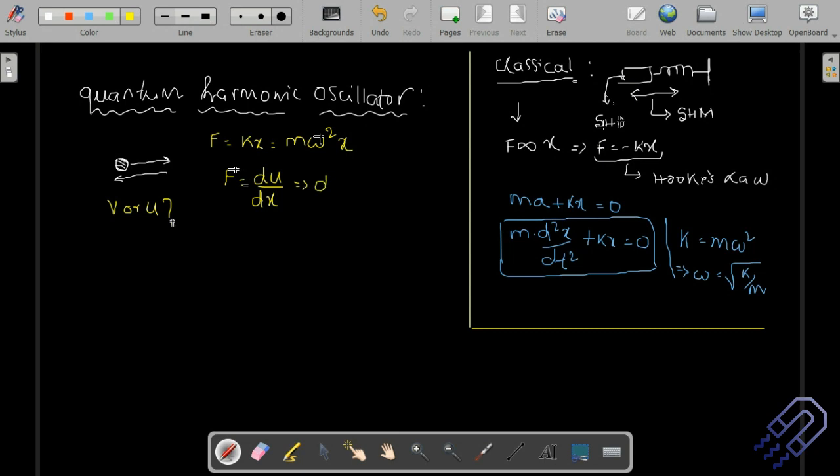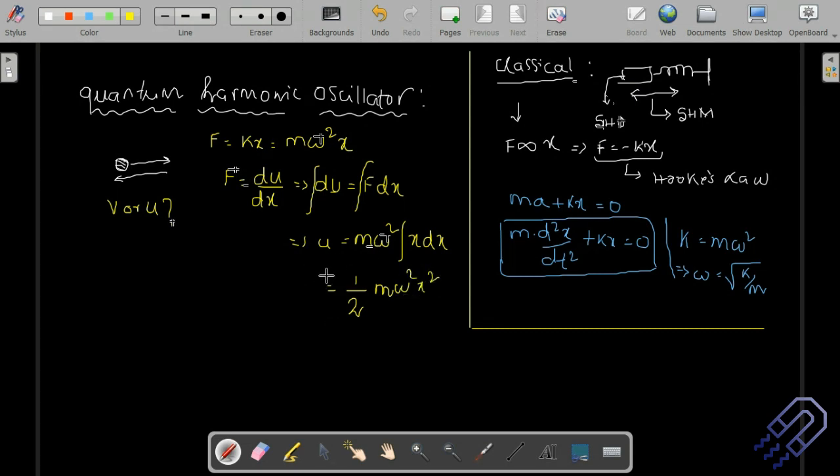So what we can do is simply say that the potential is nothing but F dx. If I want to find the total potential, I can integrate both sides. So U would be nothing but the force times dx. The force is m omega square x, so I can take out m omega square, which is a constant, and integrate x dx. x dx gives x square by 2, so it will be half m omega square x square.